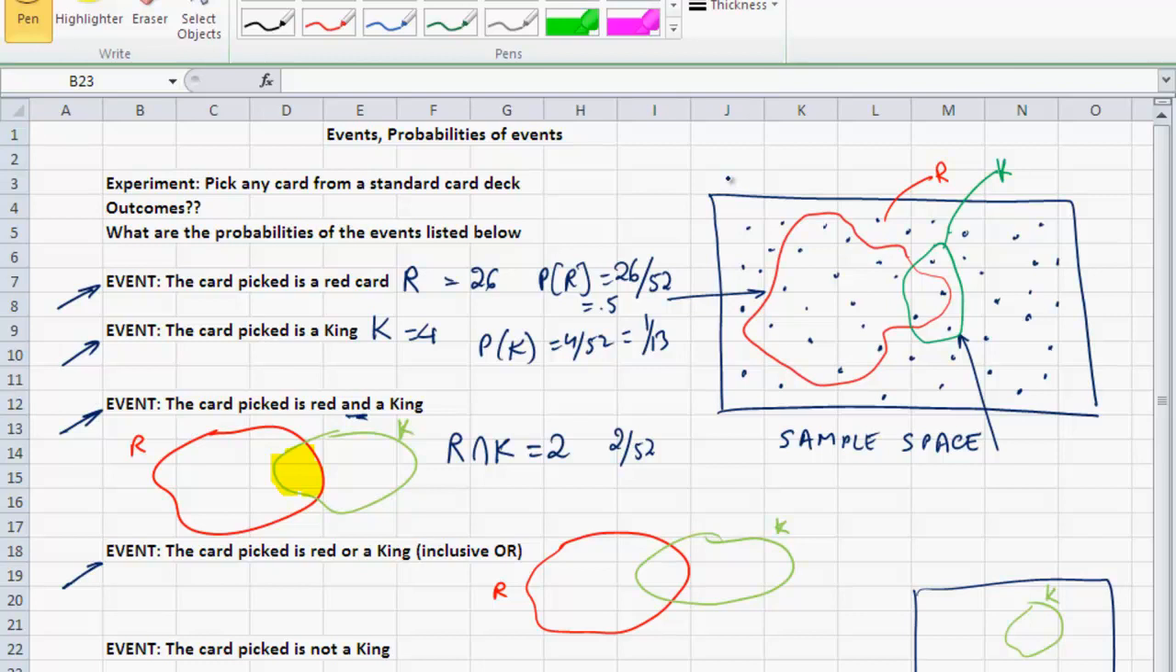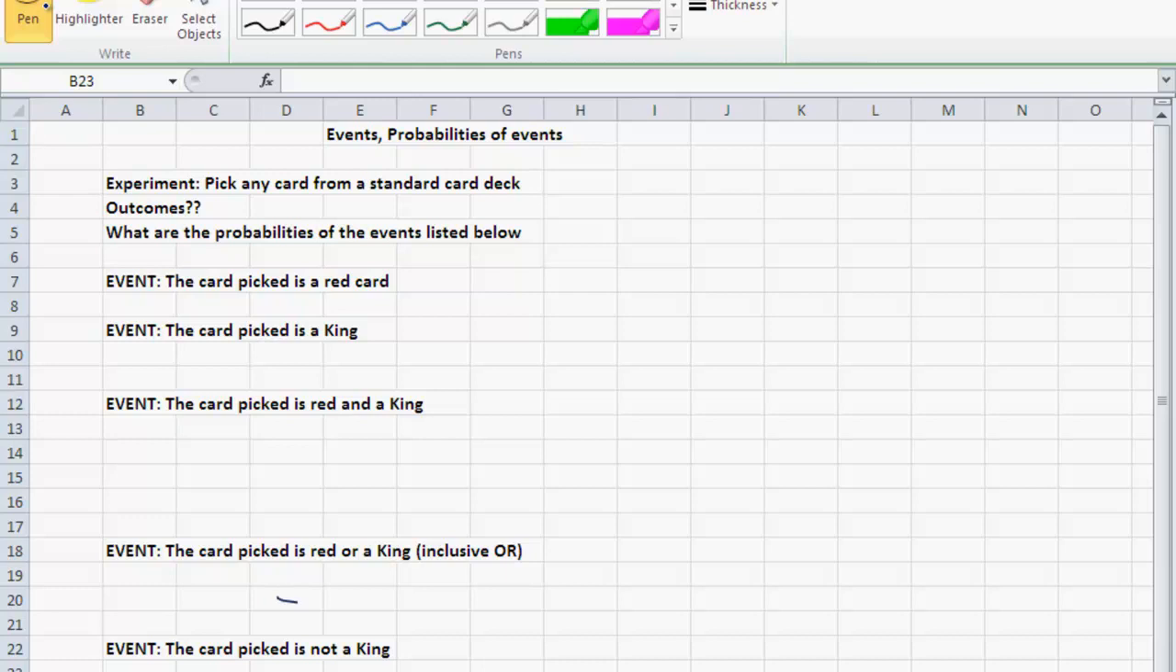Now let's think of another combination of events. We say what is the probability that the card picked is a red or a king. Now this is what's called an inclusive OR. So what we are saying is that the card picked is either a red or a king or both. So it could be king of hearts or king of diamonds, for example. In terms of graphical representation, this event is represented by the shaded area that consists of the union of these two. And in set theory terms, this event that the card picked is red or a king is represented as R union K, red union king.